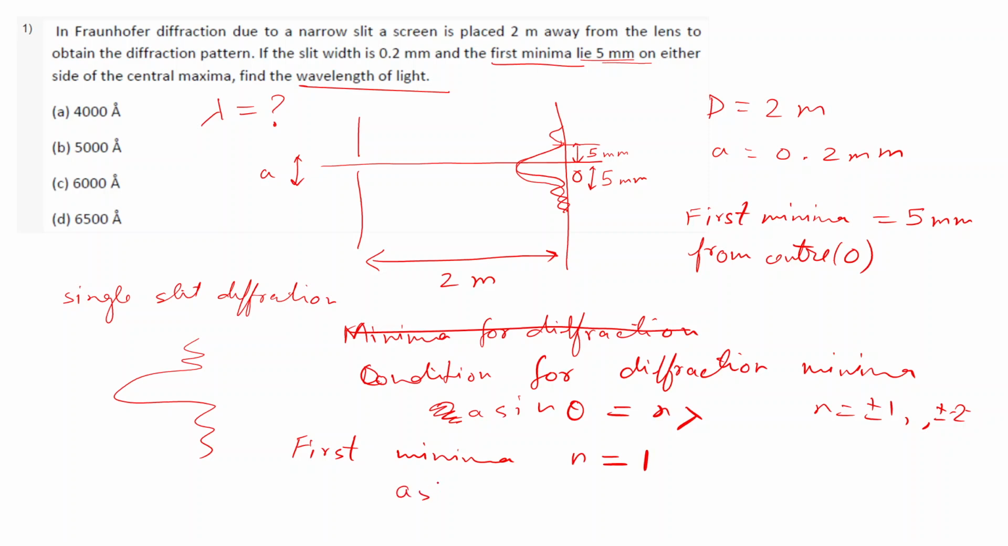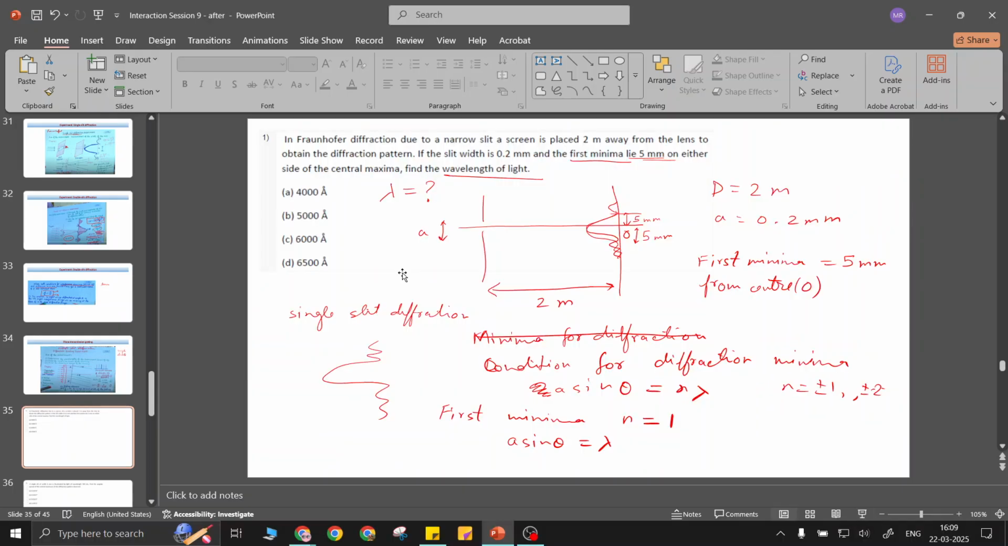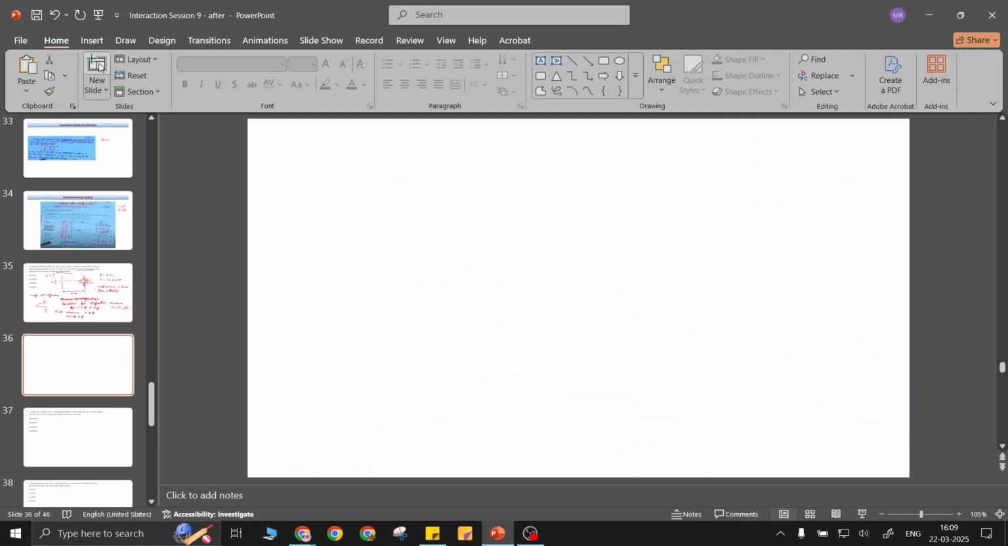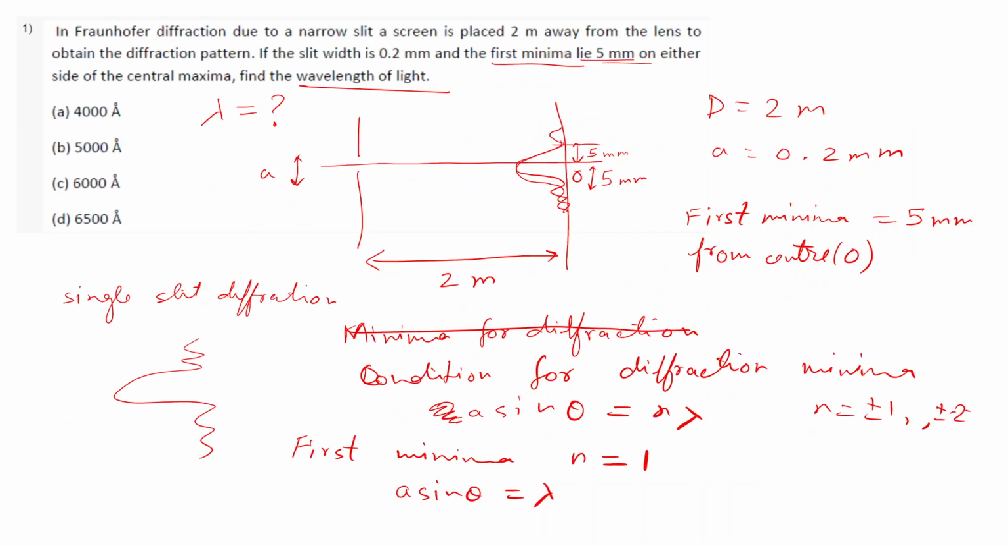That means a sin theta is equal to lambda for the first minimum. From here I can find out the value of lambda, right? Now a I have. Now what will be the sin theta, because theta also we have not been given.